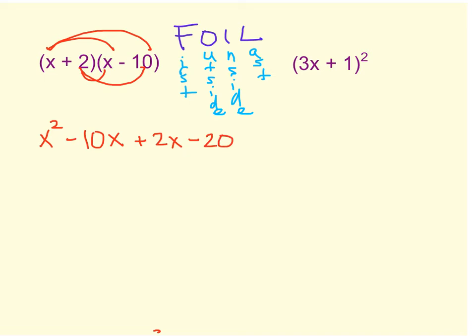So with foiling, oftentimes you want to take a look to see if those two middle terms will be able to be combined, and in this case they will. You have x squared, a negative 10x plus 2x. Now that I'm adding these together, all you do is add or subtract the coefficients, and your exponents will not change. You only change your exponents with multiplication, and that minus 20 comes down.